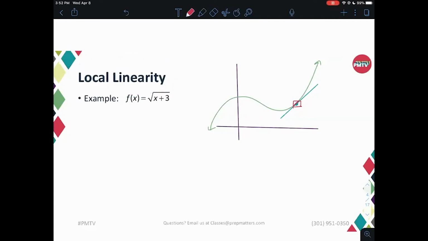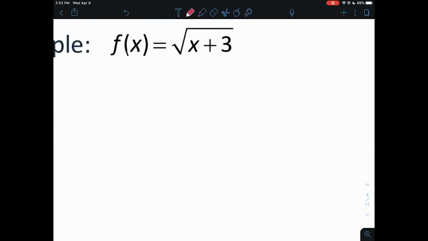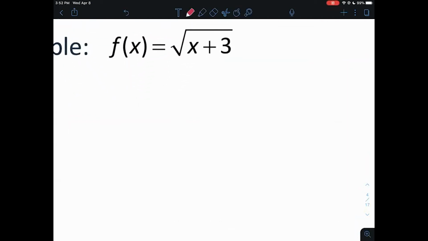Okay, so let's take this away. And let's look at this function here. I have the function f of x equals the square root of x plus 3. A radical function, this is continuous and differentiable everywhere on its domain. So this would have no issues with continuity or differentiability.